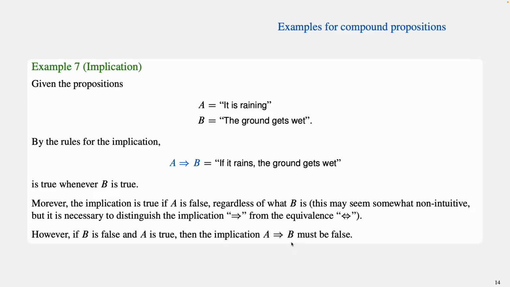So that would be the case if it is raining, but the ground does not get wet, then the implication that it gets wet when it rains is false. So this could be the case if you're in a house and you're protected from the rain, then you would have this situation where it does rain, but the ground does not get wet, so it would be false to say that the ground gets wet if it rains.